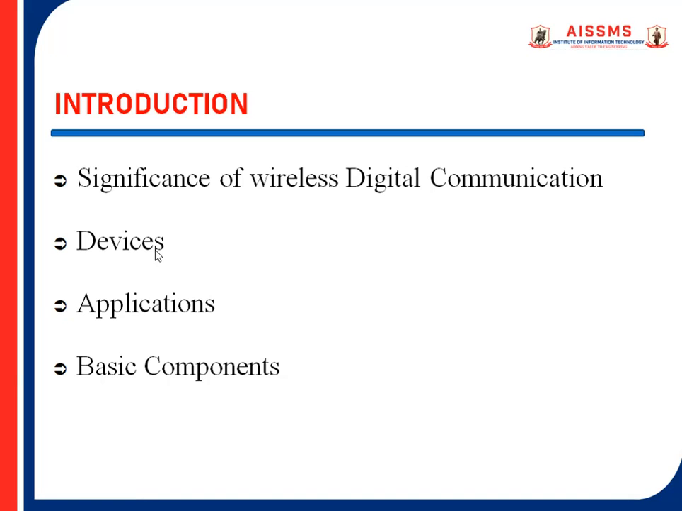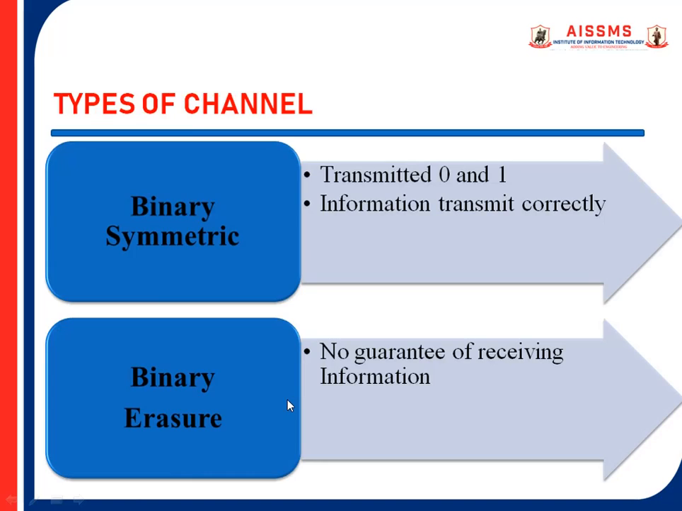There are many devices used for wireless communication, like mobile, Zigbee, GPS, Wi-Fi, satellite and television. Applications of wireless communication involve security, television, remote control, Wi-Fi, wireless power transfer. Now we will discuss the basic components of wireless digital communication.